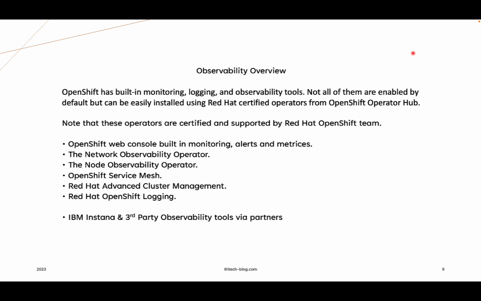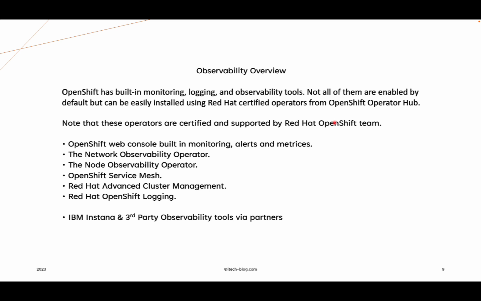Observability overview. OpenShift has built-in monitoring, logging, and observability tools. Not all of them are enabled by default, but they can be easily installed using Red Hat certified operators from the OpenShift Operator Hub. Note that these operators are certified and supported by the Red Hat OpenShift team.